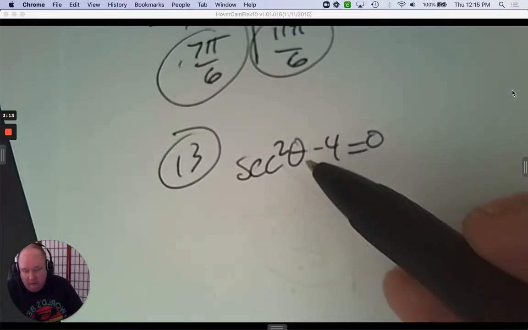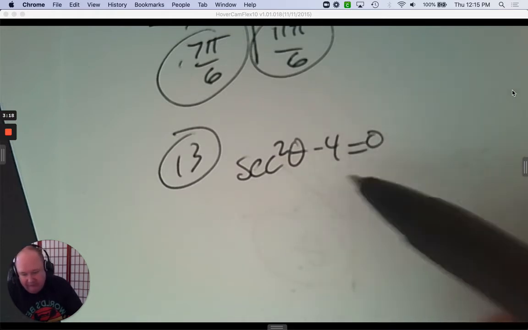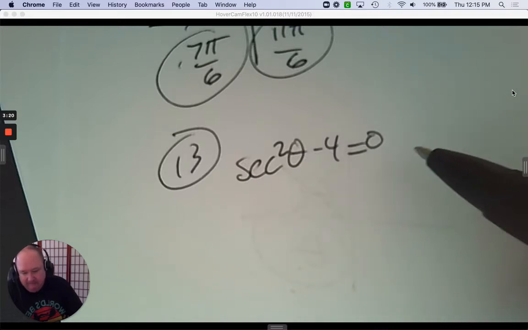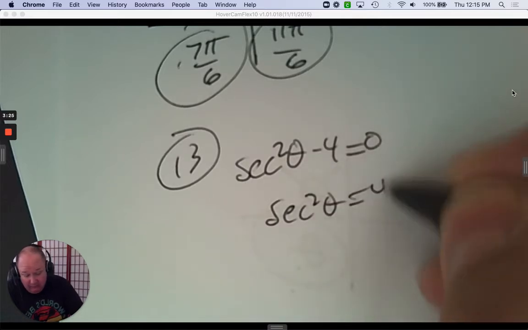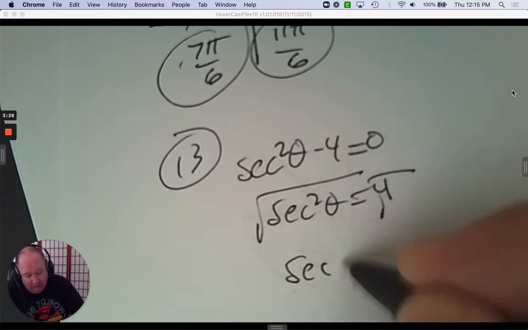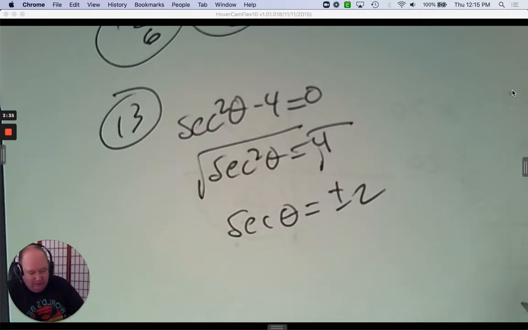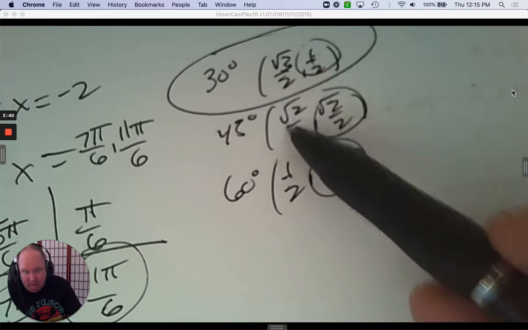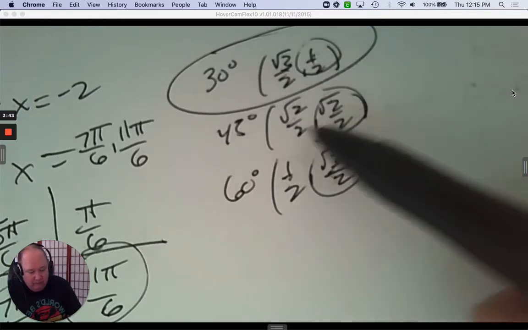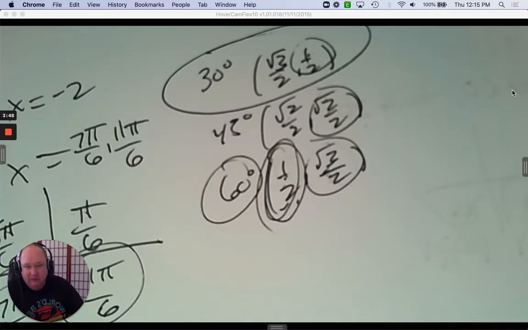So secant squared minus 4 equals 0. I want to solve that without using a calculator. So step 1 is I'm going to add 4 to the other side, and I'm going to square root. So if I square root this, the answer could be positive or -2. And when I solve it, again, I need to remember my quadrant. Secant is the x-coordinate, and it's the reciprocal. Which of these will give you 2 or -2? For the x-coordinate, we're looking at 60 degrees.